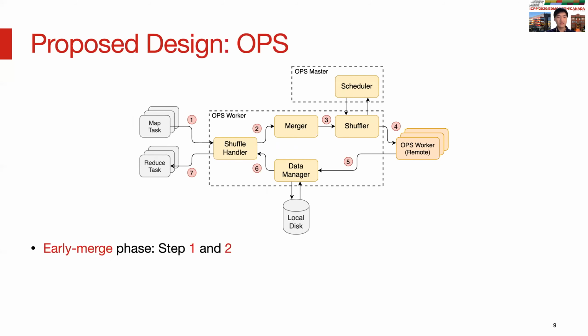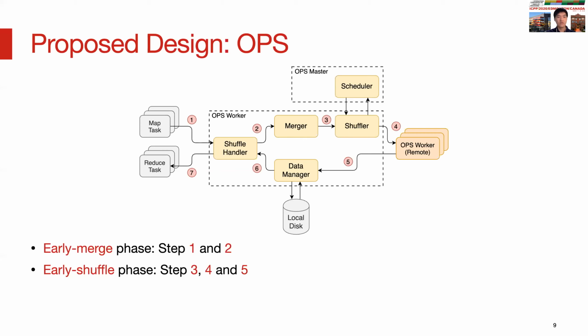First, early merge phase. In the early merge phase, the map subtasks do not apply the partition function to the calculated intermediate data, and the unprocessed intermediate data is directly transferred to the shuffle handler of the OPS worker node through shared memory. Only one OPS worker node runs on each physical node, and the output of the map subtasks in all Spark executors on this physical node is transferred to the same shuffle handler. Subsequently, the shuffle handler transfers the collected intermediate data to the merger for early merge.